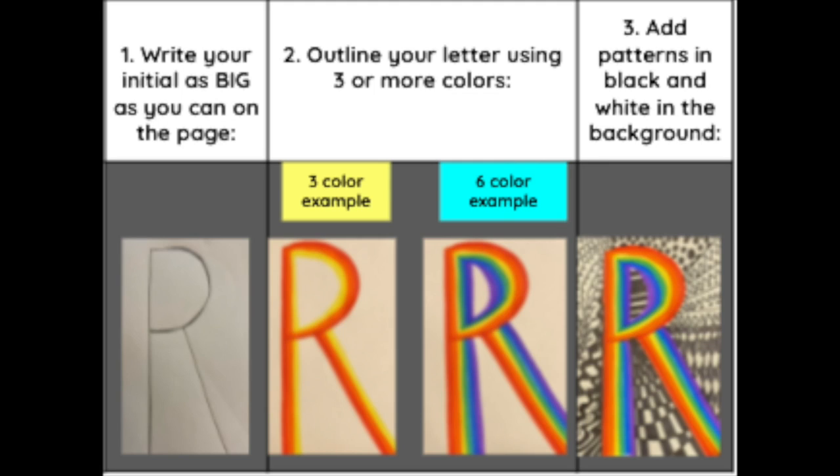Then, the third step will be to add black and white patterns in the background. Make sure that you take your time and create some details with those patterns to make your picture look really unique. Let's watch this video on how I made this letter R, and then we'll get to start on our own projects.